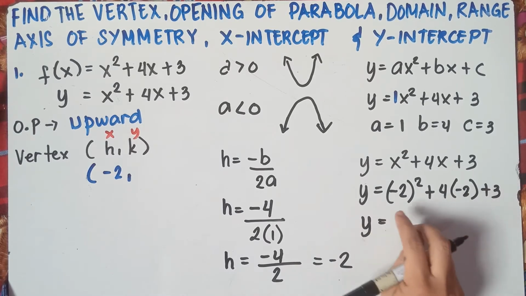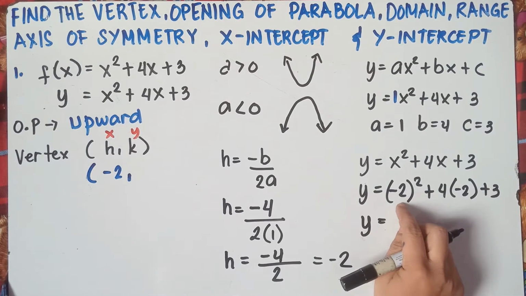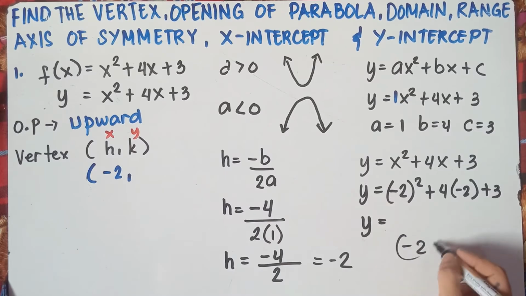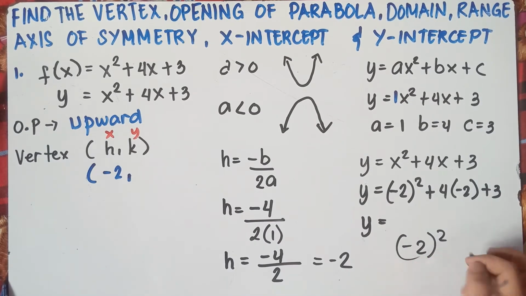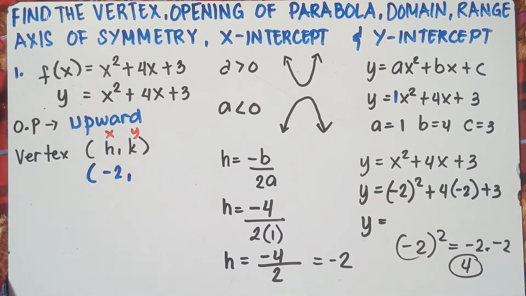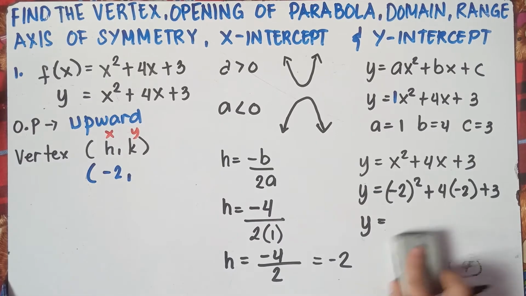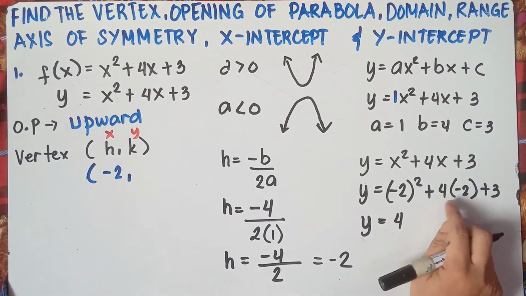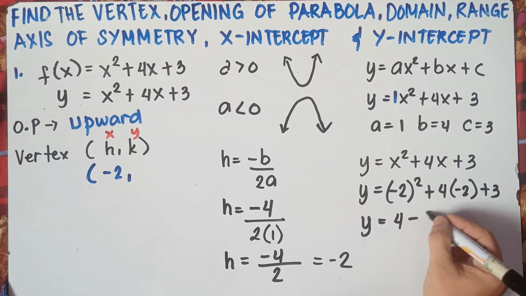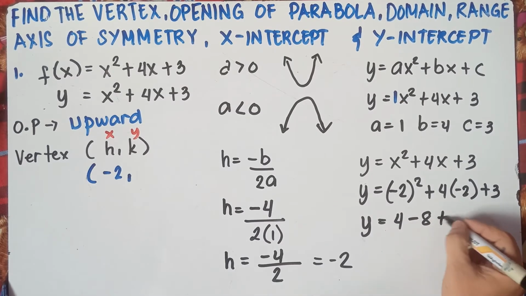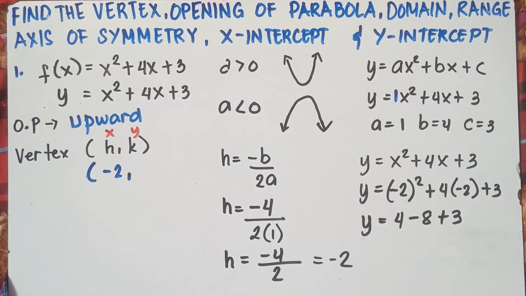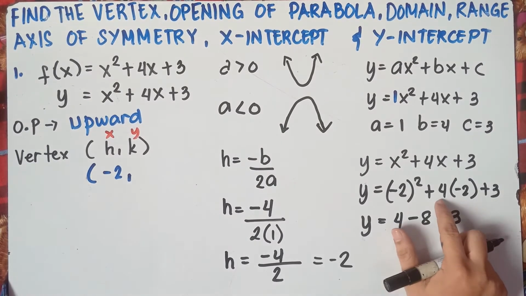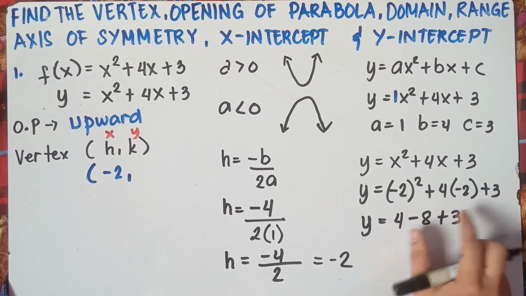So y equals negative 2 times negative 2. Once again, class, negative 2 squared doesn't mean negative 2 times 2, it means negative 2 times negative 2. So negative 2 times negative 2 is positive 4. Positive 4 times negative 2 is negative 8. Then plus 3.